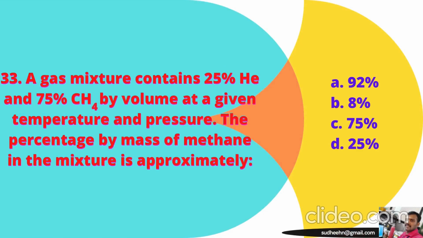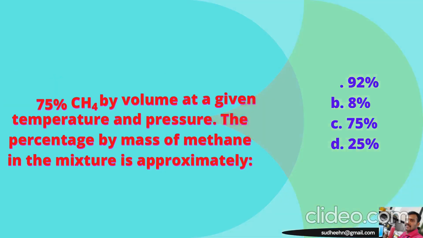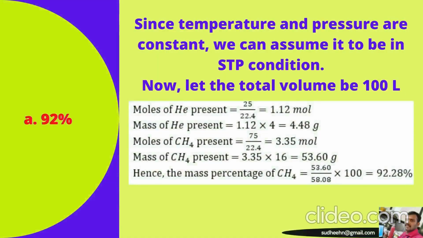At a given temperature and pressure, the percentage by mass of methane in the mixture is approximately option A: 92%, option B: 8%, option C: 75%, and option D: 25%. And the right answer is option A, 92%, because we know the relation at STP condition. Moles of helium present is 25 divided by 22.4, that is equal to 1.12 mole, and mass of helium present is 1.12 into 4, that is equal to 4.48 gram, and moles of methane CH4 present is 75%.